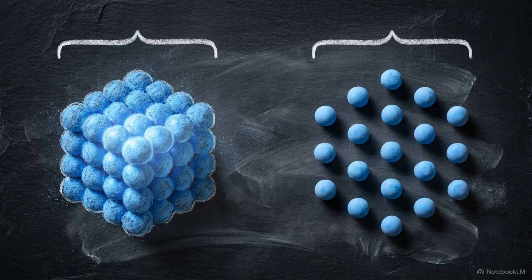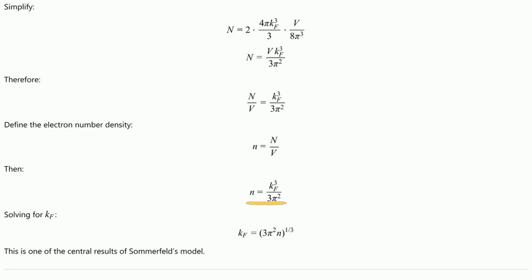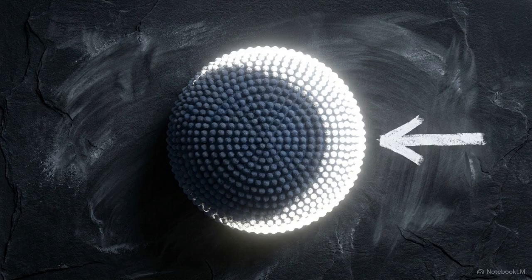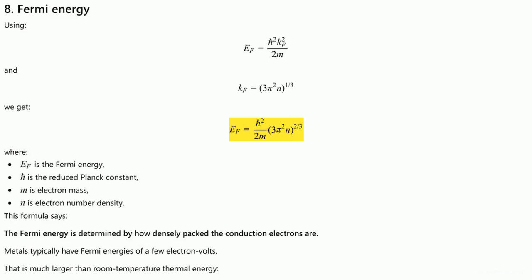The dimensions of the Fermi sphere are determined by the density of conduction electrons in the metal. This derivation shows the relationship between electron density and the Fermi wave vector. By counting the states within the sphere, we can isolate K sub f based on the number of electrons per unit volume. The electrons located at the very surface of the sphere represent the maximum energy level in the system, known as the Fermi energy.